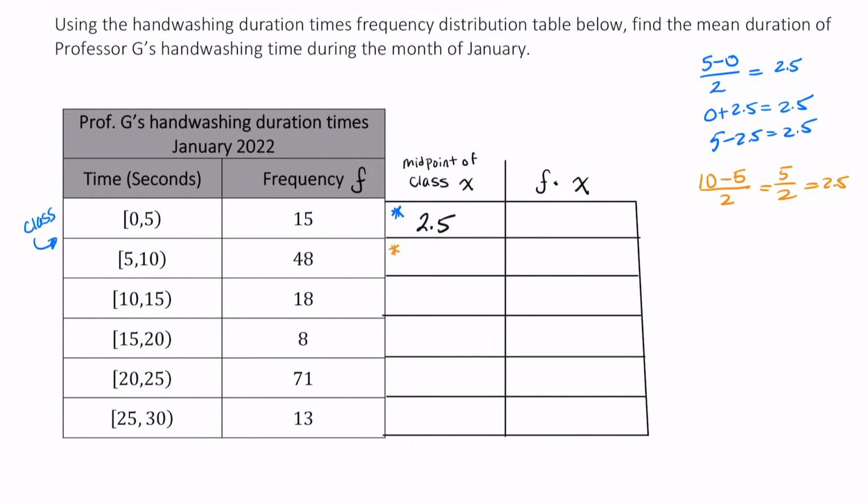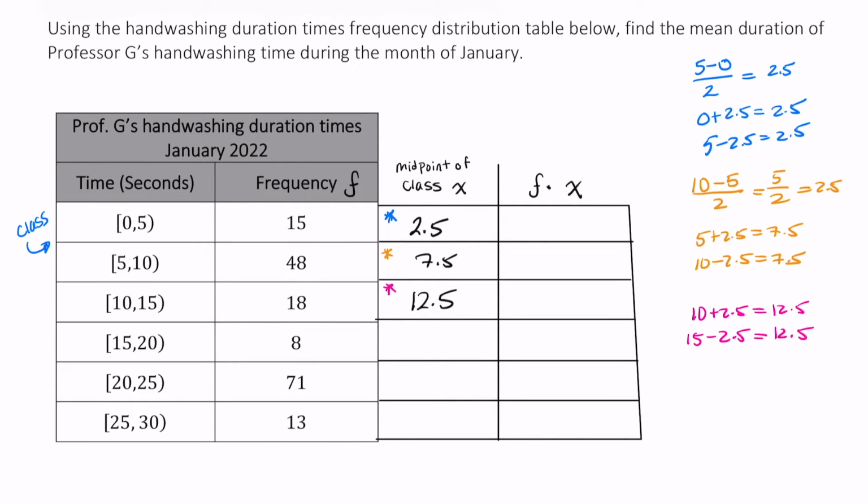So now we can either take 5 plus 2.5 to get 7.5, or take 10 minus 2.5 to get 7.5. So of course this next class would be 10 plus 2.5 to get 12.5, or the larger value of 15 minus 2.5 to get 12.5. Pause your video at this point and fill in the rest of the class midpoints. All right, you should have paused your video, and your class midpoint should look like this.